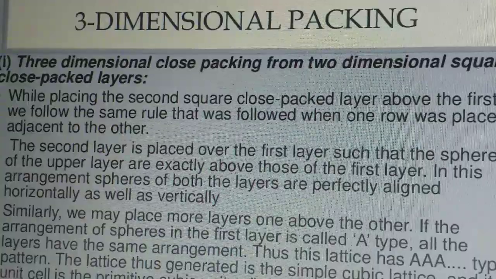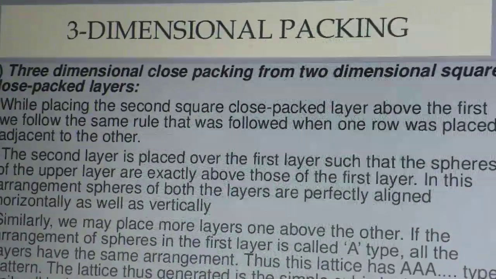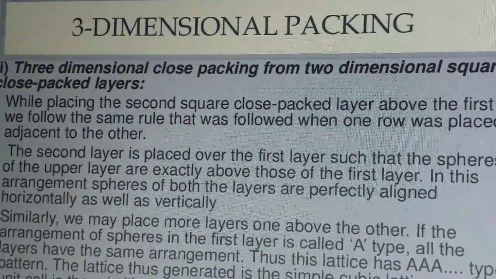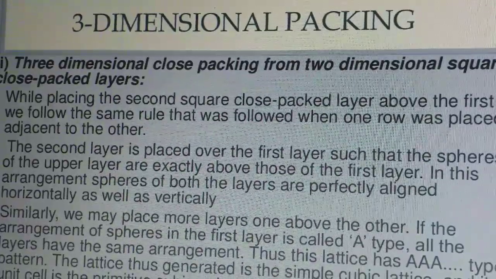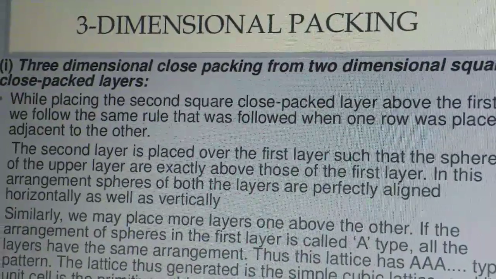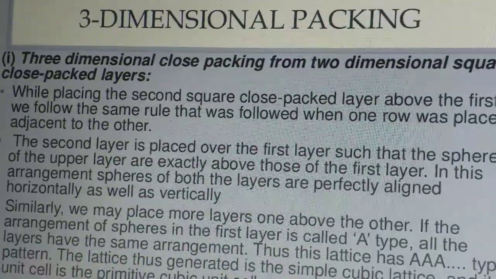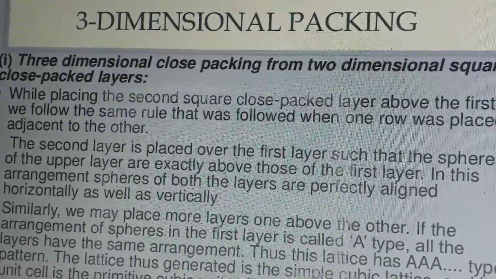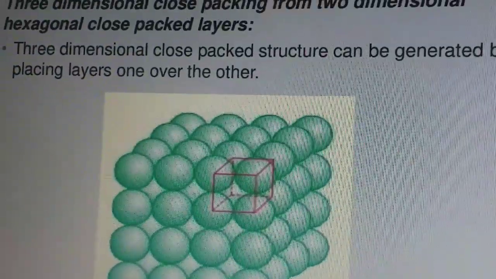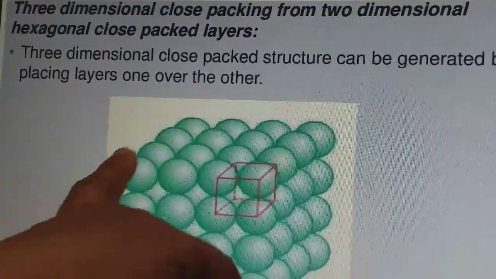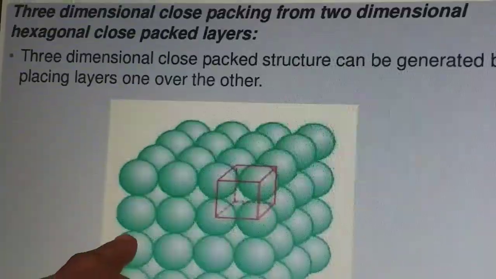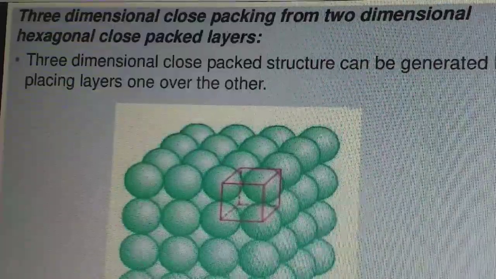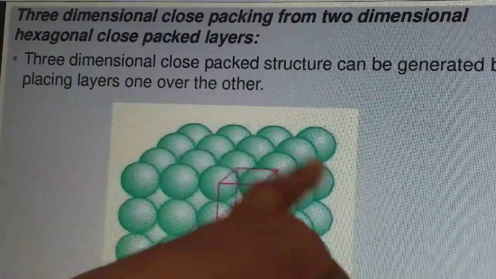Similarly, we may place more layers one above the other. If the arrangement of the spheres in the first layer is called A, all the layers have the same arrangement. Thus, the lattice has the type A pattern. The lattice thus generated is the simple cubic lattice and its unit cell is the primitive cubic unit cell. And here you can see the structure, three-dimensional close packing. This is the first layer, and the second layer is similar to the first layer. It is arranged three-dimensionally and you get a structure like this.